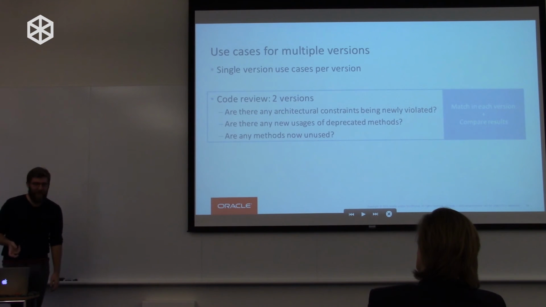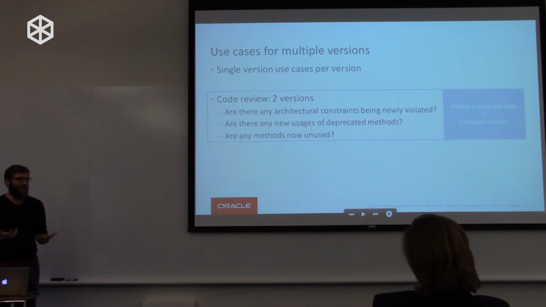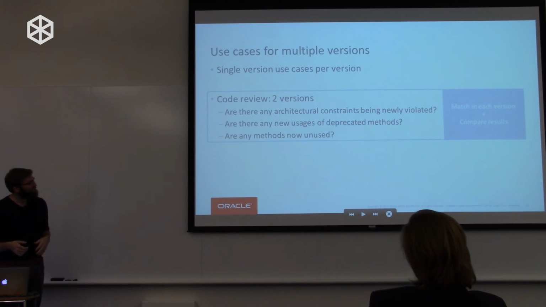But if we have multiple versions, there's also a range of other use cases you can fulfill. If you have two versions or you're making a change, generally what you're more interested in is a comparison between versions. So if I had some pattern that detected some architectural constraint being violated, what I'd be more interested in is seeing the new violations after my change compared to before it, to enforce these kinds of things in practice. Or similarly, are there any new usages in this change of any deprecated methods? That one's a fairly trivial pattern match.